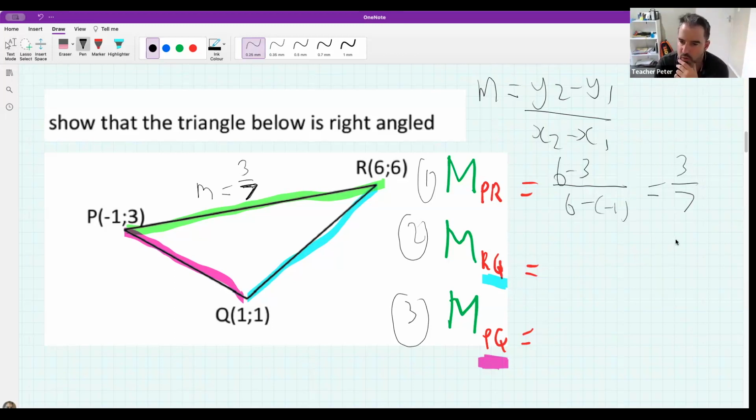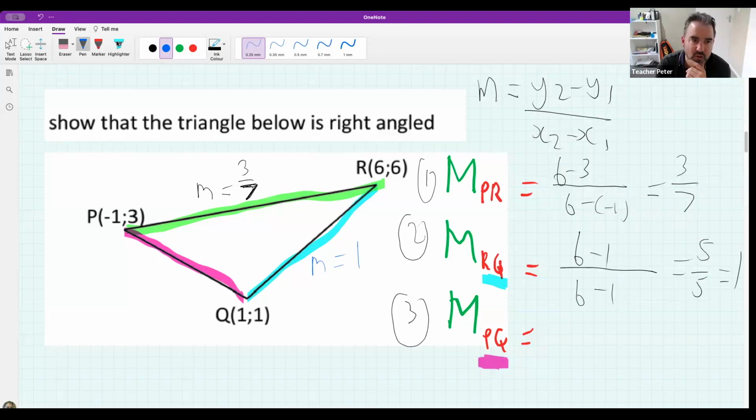Okay, so a lot of people are saying RQ is 1. So 6 minus 1. Oh, that's easy. Yeah, so that is 5/5, which is 1. So this one is M is 1.